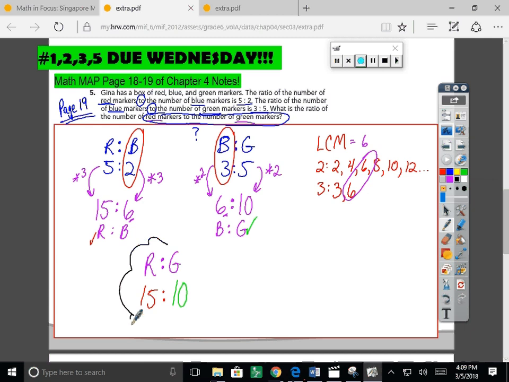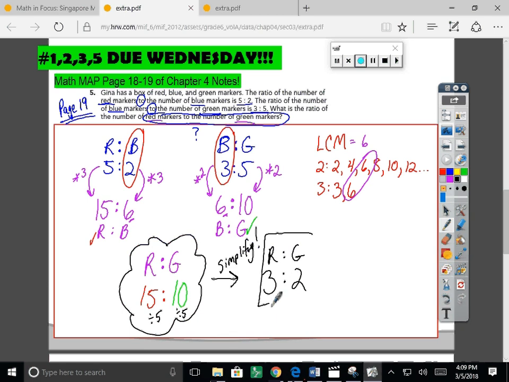This is good thinking. It's not a final answer because we talked today about using your skills of simplification. If you can simplify, oops, I spelled that wrong, but if you can simplify, do simplify. So what divides into 15 and 10 nicely? Oh, I hope you see they both divide by 5. 5 goes into 15 3 times, and 5 goes into 10 twice. This still is red to green, but it's in simplest form. This is a final answer for this problem.